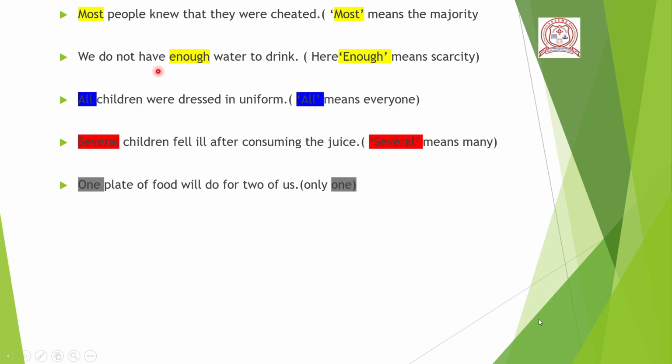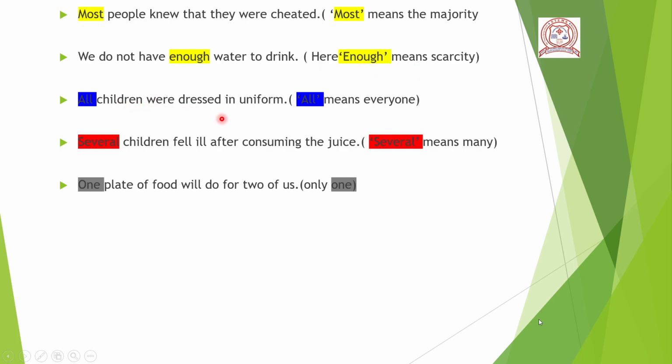Coming to the next. We do not have enough water to drink. Enough here means scarcity. We don't have plenty, only a little amount of water is there to drink. So here it means it's very scarce. In this sentence, enough means scarcity, we don't have water to drink.